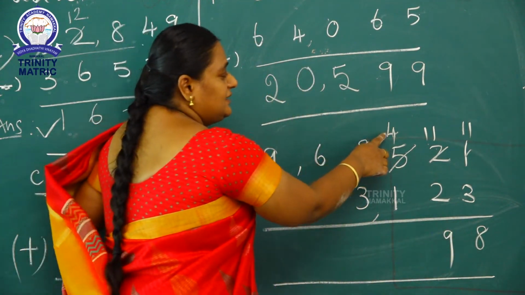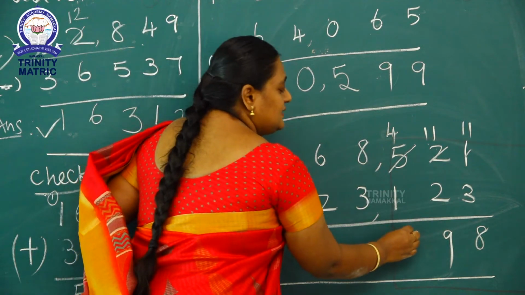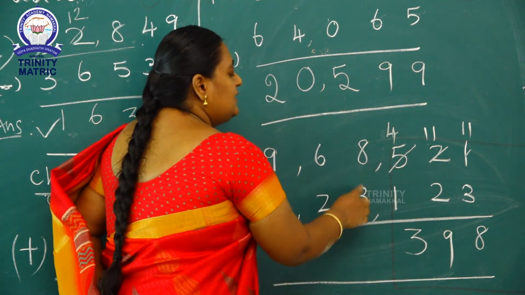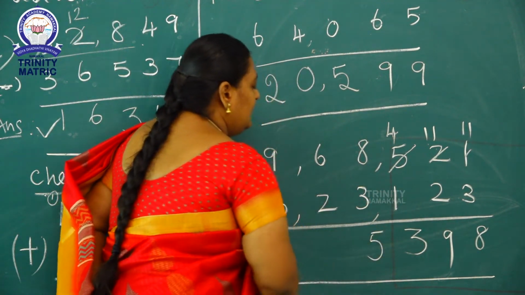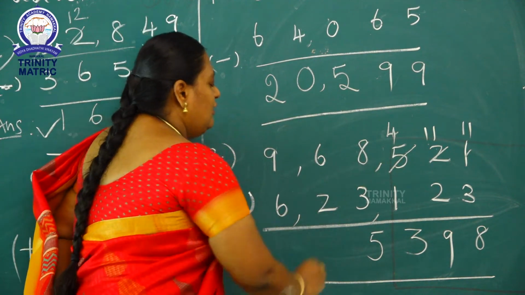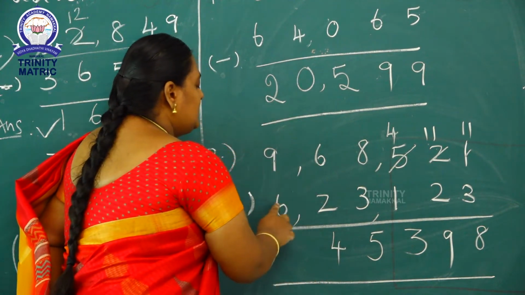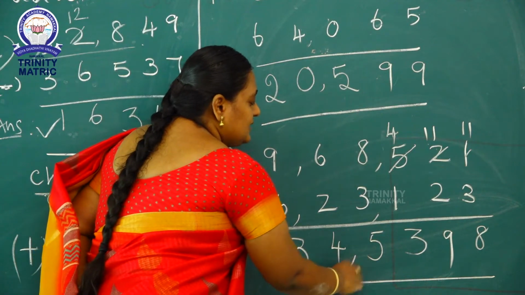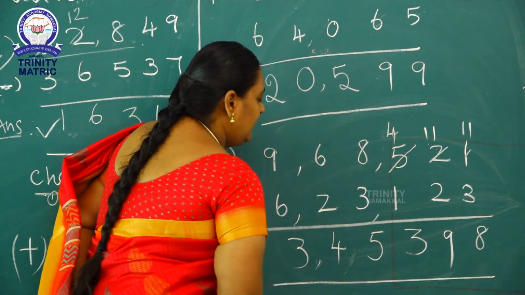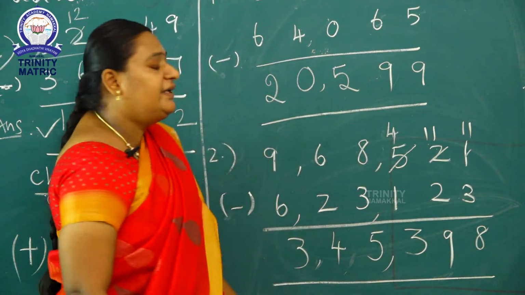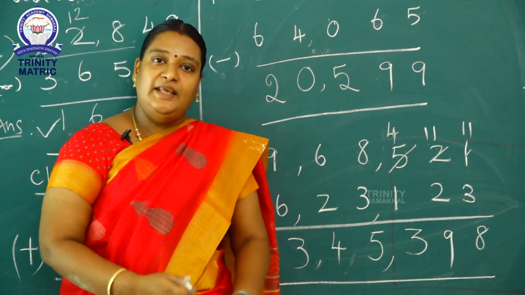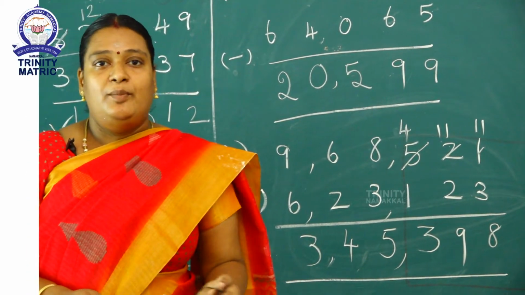Then see the next number, 4 minus 1 is 3 and 8 minus 3 is 5. 6 minus 2 is 4. 9 minus 6 is 3. The answer is 3,45,398.